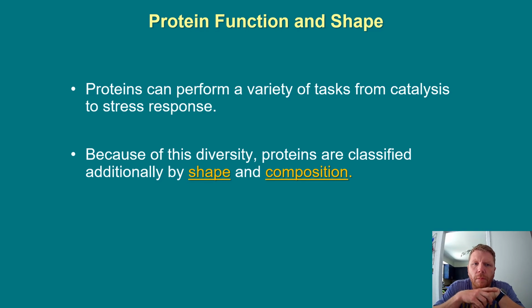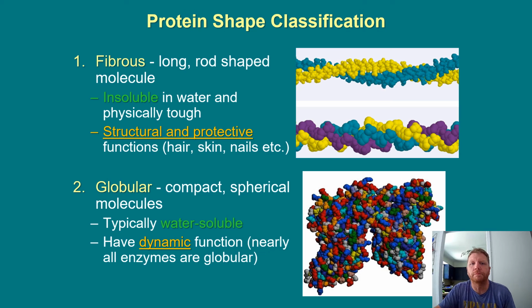Now, protein function and shape. Proteins can perform a ton of different tasks. They can be involved in catalysis, so they can convert reactants to products. They can also be involved in stress responses. Because of this diversity, proteins are going to be classified by their shape and their composition, so their amino acid composition, as well as something of their composition of their structure.